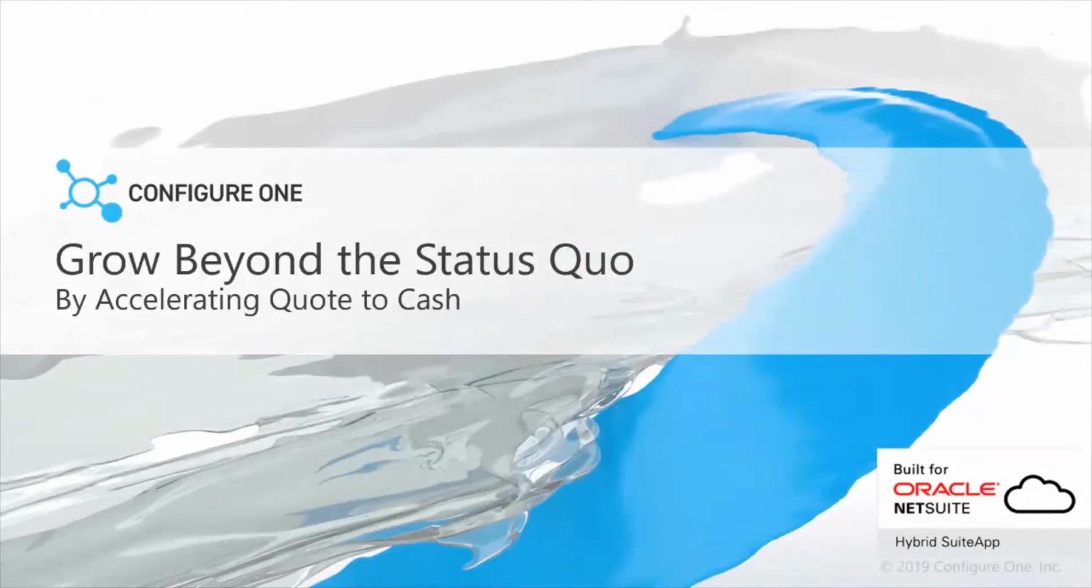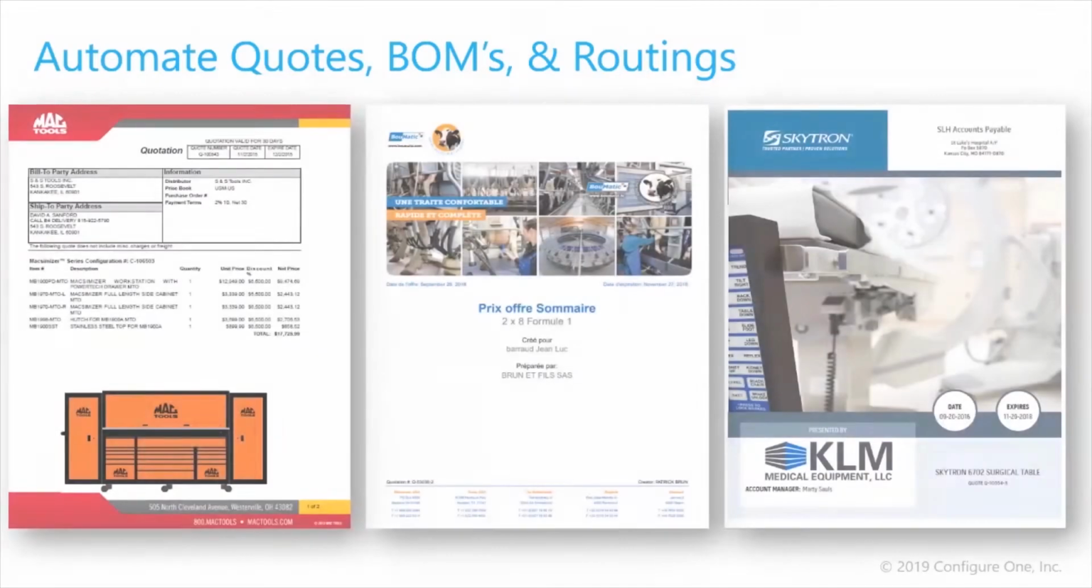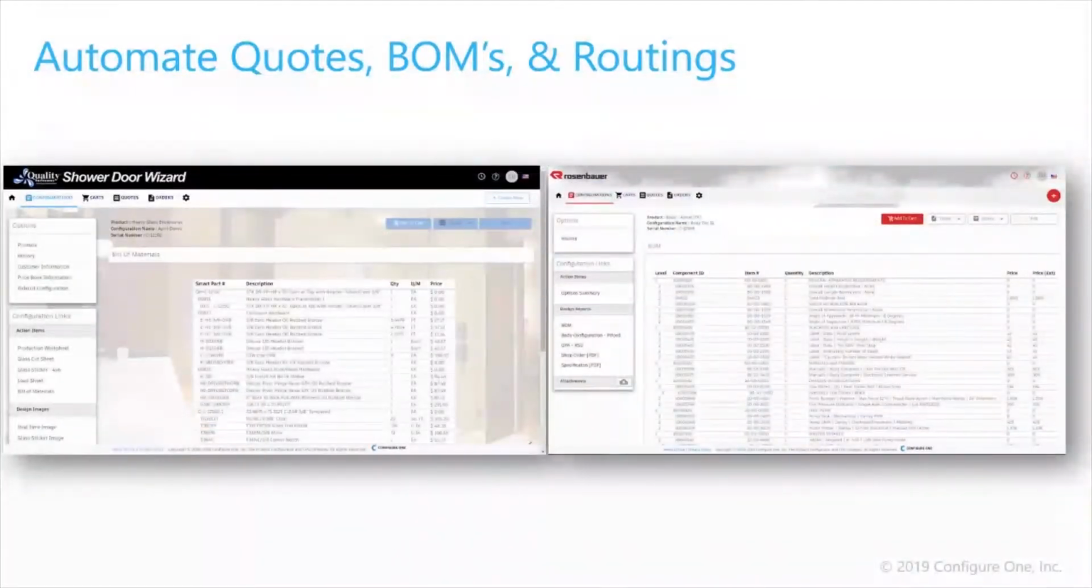Hello everyone. Today you will learn how to grow your omni-channel sales beyond the status quo by accelerating your quote-to-cash process with Configure One in NetSuite. Configure One is enterprise web-based CPQ software that allows you to accelerate your quote-to-cash process by automating custom quote documents, multi-level bills of material, and shop floor routings. These outputs are immediately available to your customers and employees to speed up buying decisions.